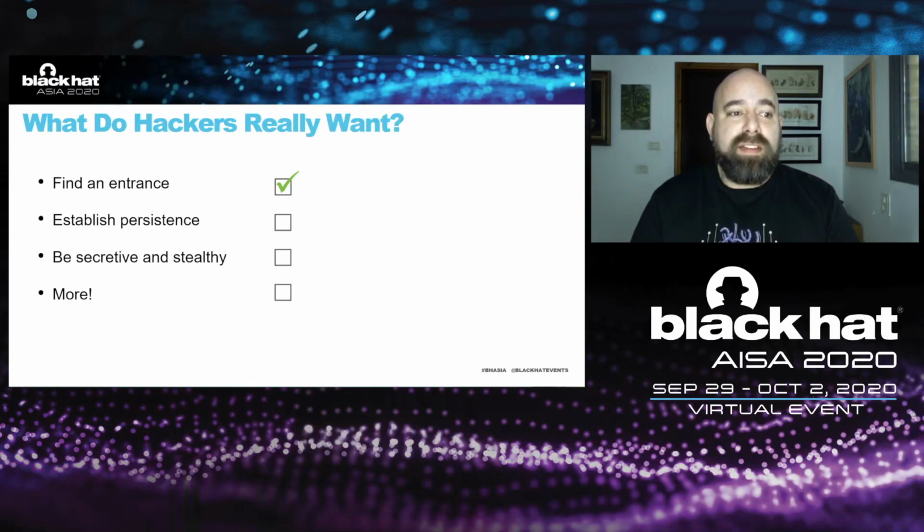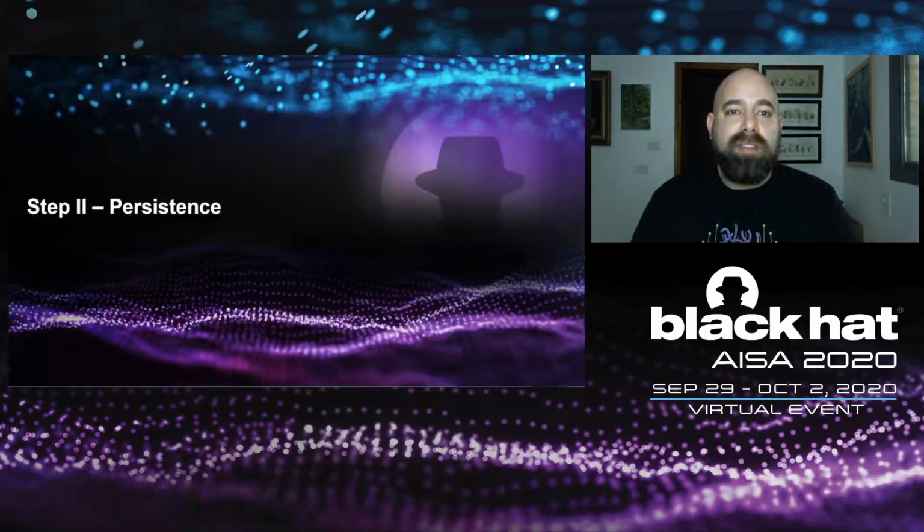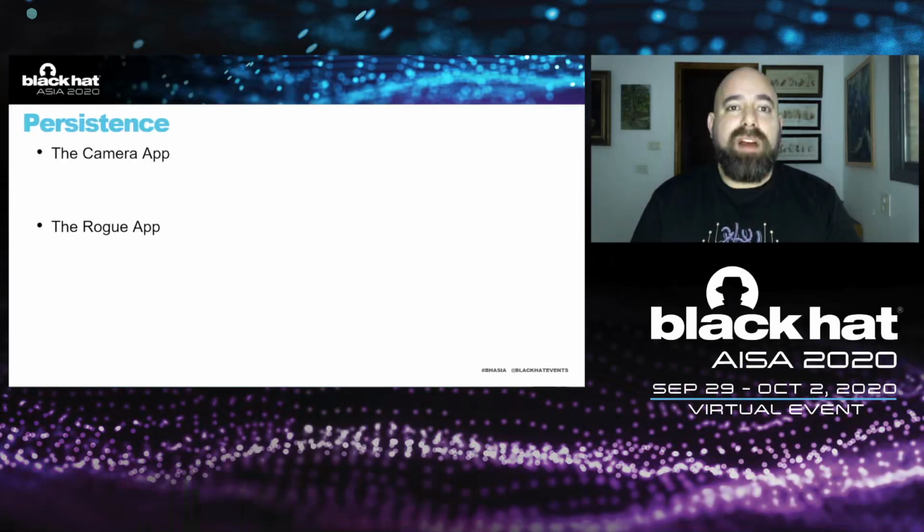Let's go on with the second step of establishing persistence. So this part is very, very important always. When we manage to exploit something, we want to be able to come back to that system after exploited. So to make sure that we have persistence, we need all the parts in the system to be persistent. So we need both the camera application and the rogue application that we created to be persistent. And for the camera, it's not a problem. It's already persistent by design, just waiting for the right intent to happen.